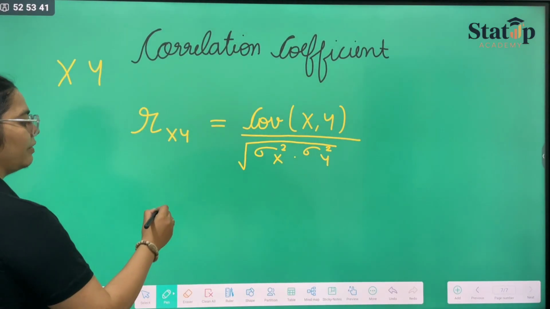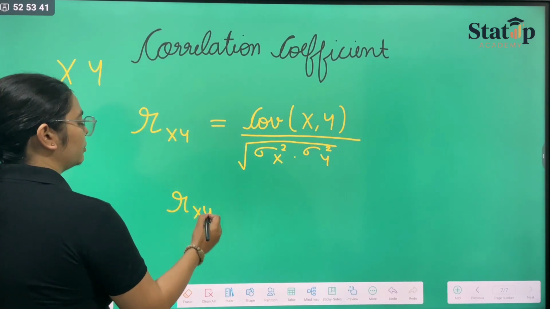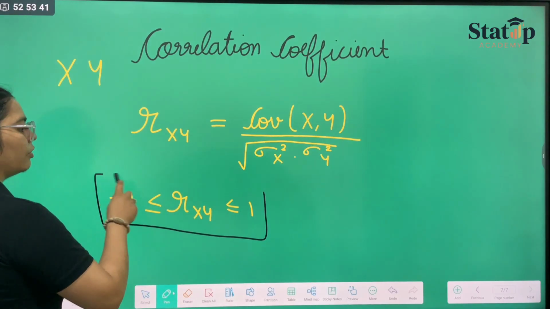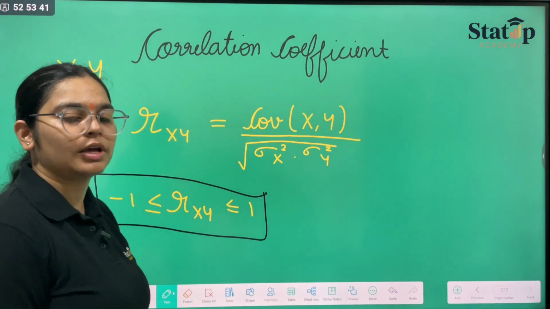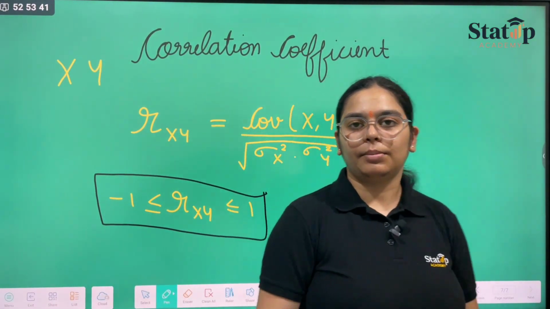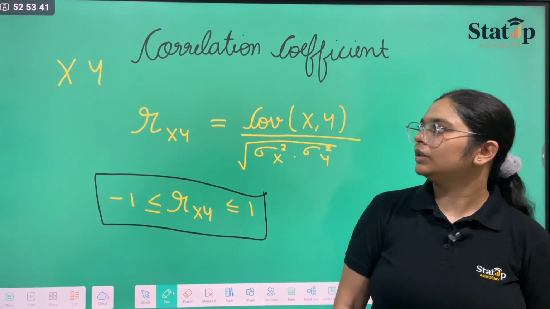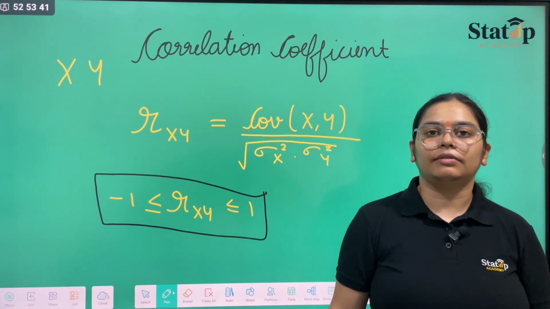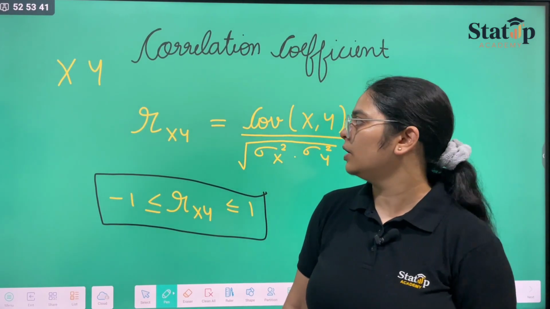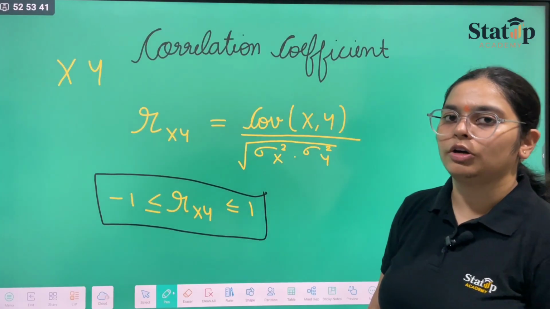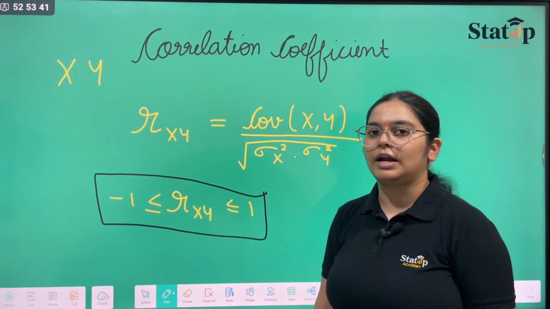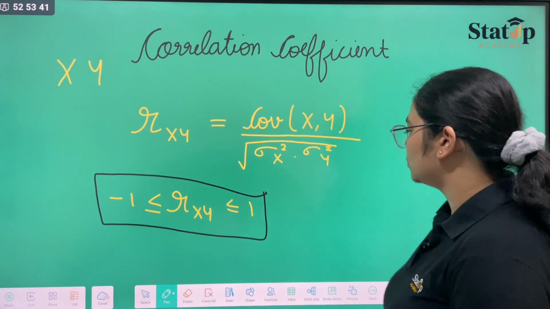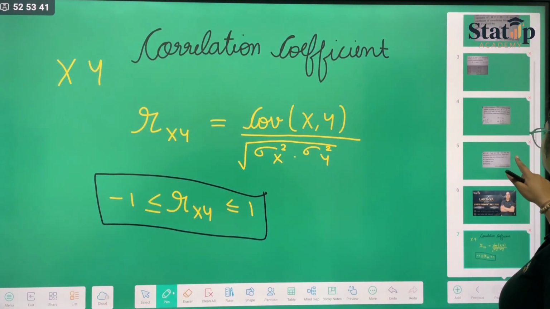Here the value of rxy will lie between -1 and 1, and this is very important from your examination point of view, because sometimes they ask directly what the limits of the correlation coefficient are. Only if you know this can you solve that question, otherwise it will be a loss of marks. So this was the basic concept on correlation coefficient. Any more concepts that arise along with the questions, we'll deal with then and there. So let us begin with our first question.